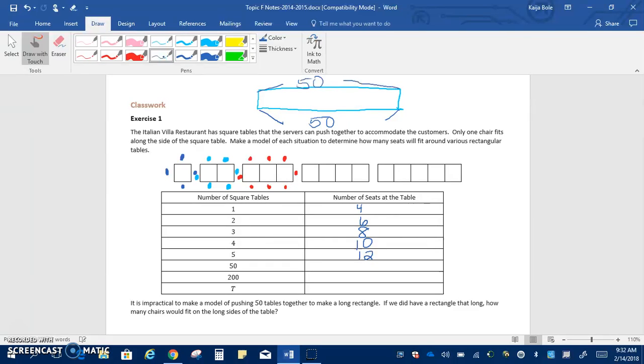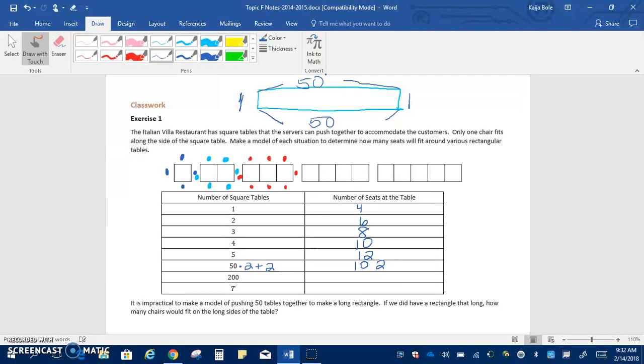Alright, but then you also have to remember your ends. So this is another 1 seat, and this is another seat. So for 50 tables, we would have to add all these up, so it would be 102 seats. Okay, so if we start looking at our pattern, we realize that we had to multiply our 50 by 2 and then add our 2 extras for the ends.